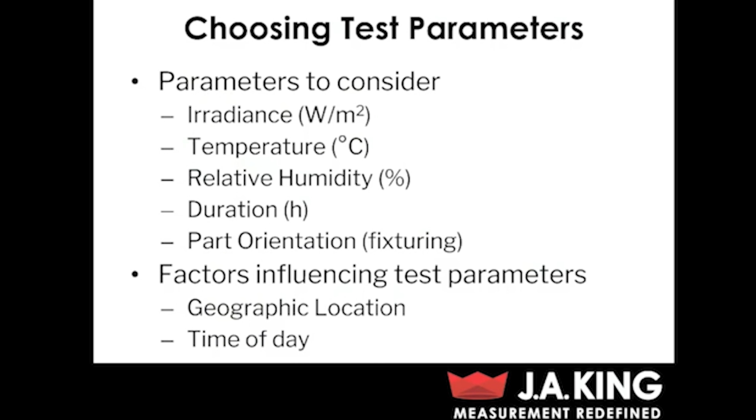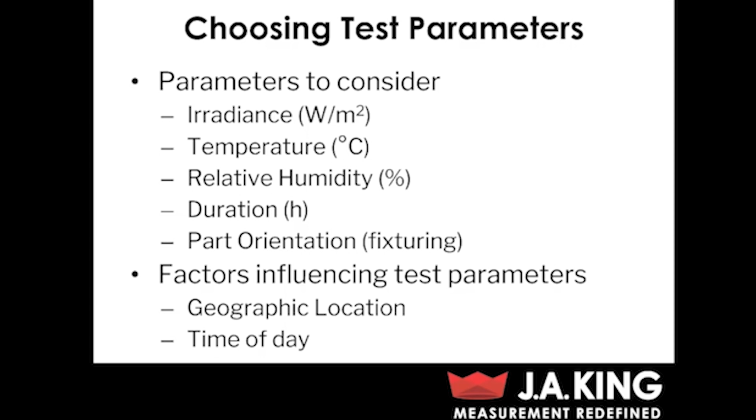So when you do decide to go forward with solar testing, there's a few different parameters you're going to have to consider. You're going to have to think about your irradiance, or the actual intensity of your solar load, your temperature, relative humidity, the duration of the test itself, and then part orientation too. So this can refer to the angle at which your part is fixtured, because that's going to affect which face of your part is going to receive the direct radiation versus which parts receive the indirect radiation.